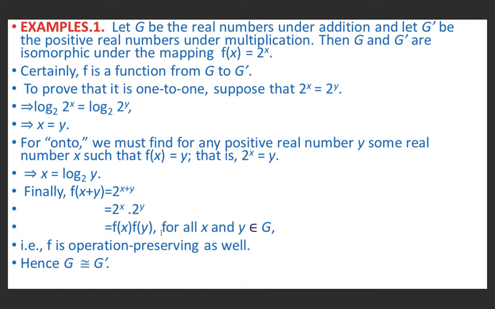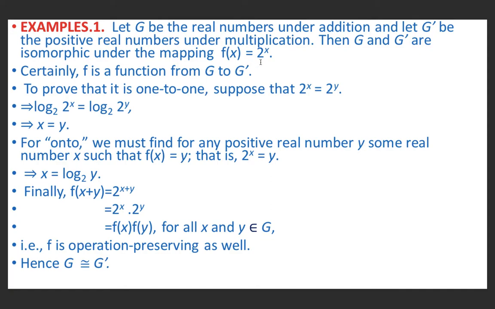So now we have some examples of isomorphism or isomorphic groups. Let G be the real numbers under addition and G' be the positive real numbers under multiplication. Here I have written real numbers, and here we have only positive real numbers. Then G and G' are isomorphic under the mapping f(x) = 2^x.